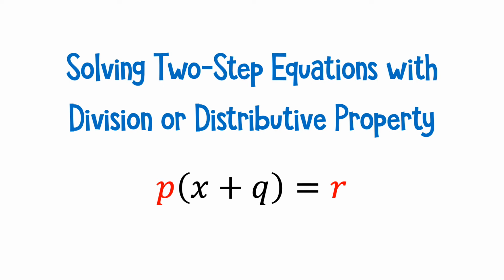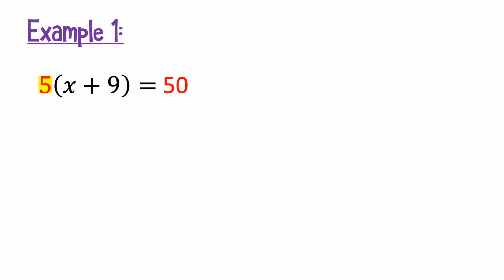Today we're going to look at some other type of two-step equations that can be solved. These can be solved with division or with the distributive property. They're in the form with an outside coefficient, some inside terms inside parentheses, equaling some amount. Since it's an equation, it has an equal amount. For example, 5 times (x + 9) equals 50.